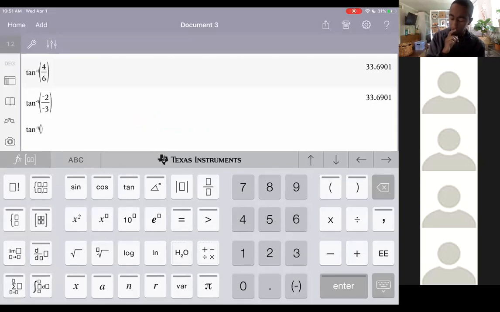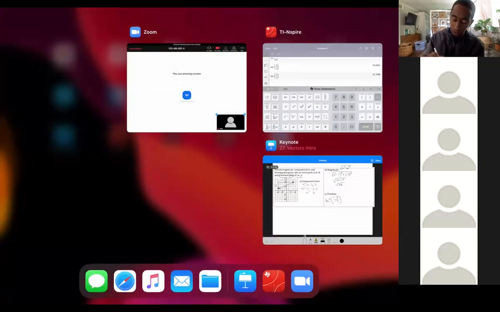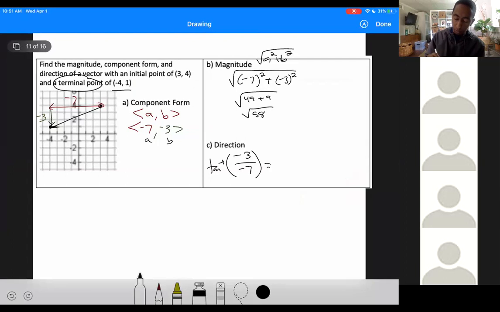Of what was it? Negative, yeah, -3 over -7. Okay, 23.1. So right now we have 23.1. If you want to decide whether I'm adding 180 or subtracting 180, you can put that on the graph that you have, the vector that you have visually. So this 23.1 is the measure of this angle right here, right? That's what you found because you did opposite over adjacent. So this is 23.1.